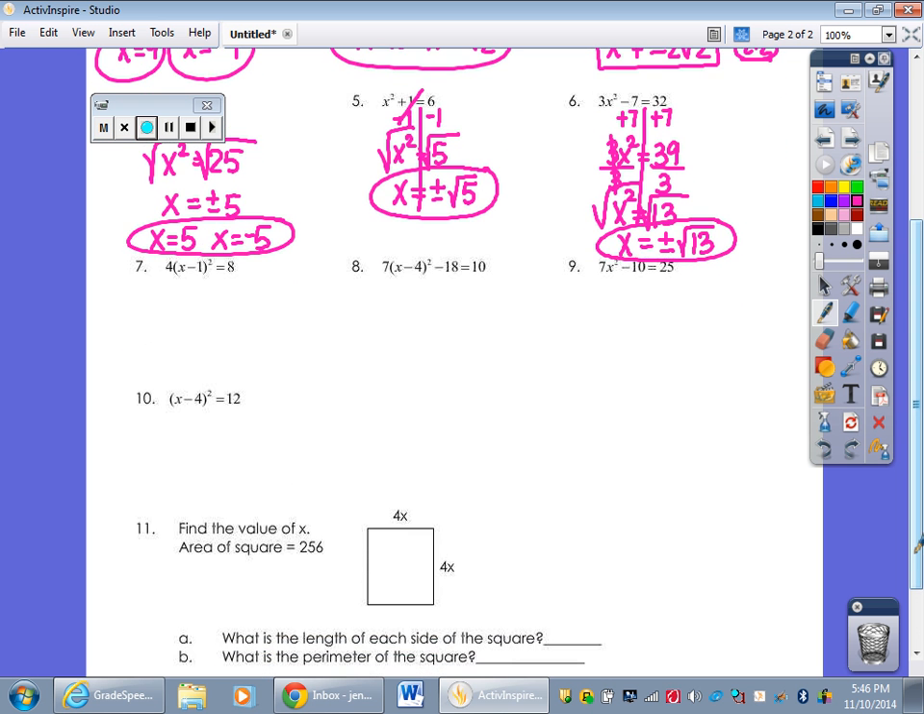Okay, number 7, a lot of people always want to distribute first. We do not distribute first. You are trying to keep this entire term right here squared. That has to be unsquared later. So before we can do that, we're going to divide by 4 to get rid of the 4 in front. So now you have x minus 1 quantity squared equals 2.